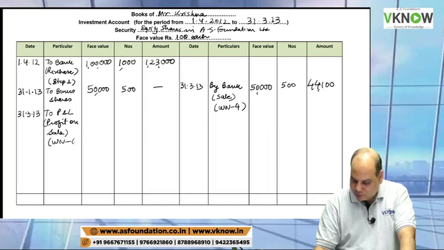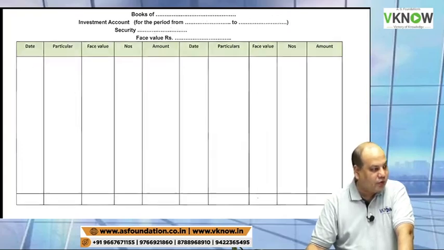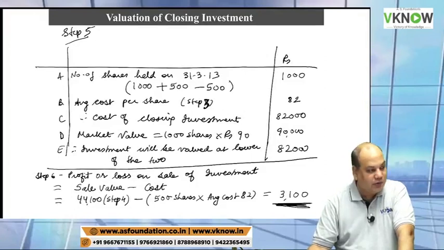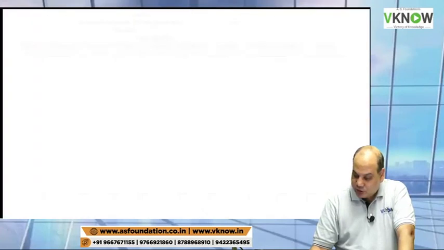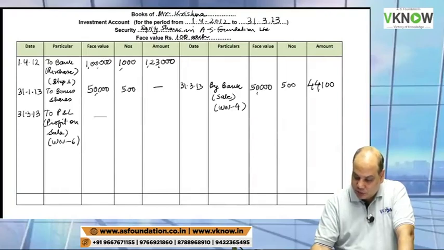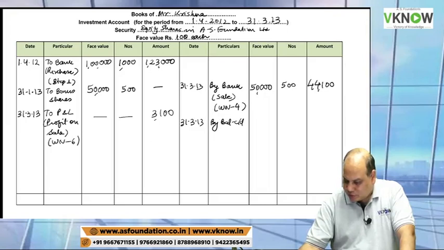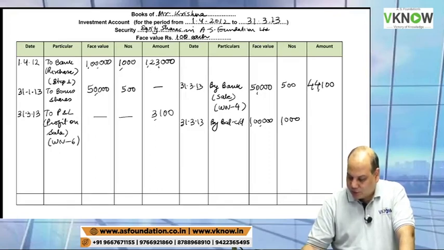You have prepared one working note 6. If you see, I will show you. Working note 6 below, right side, 3100. This 3100 we will recognize. And on credit side, 31st March 13, by balance carried down. So how many units we have now? 1000. And what is the valuation? That is working note 5.